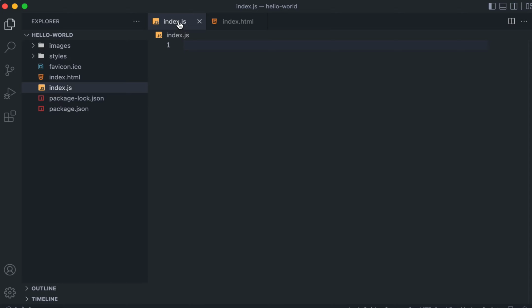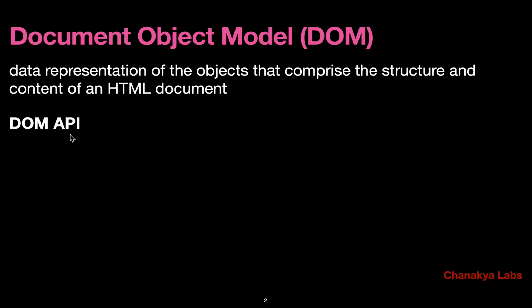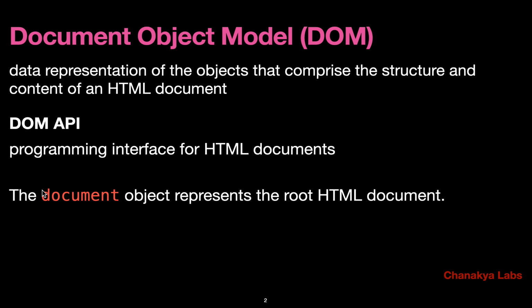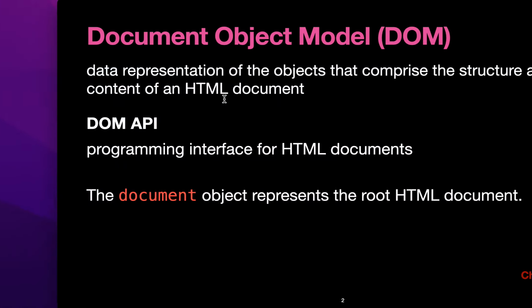So if we want from JavaScript to change something here, then there has to be some programming interface through which we can do that. That programming interface is basically DOM API, Document Object Model Application Programming Interface. Okay, so this is the programming interface for HTML documents using which we can interact with our HTML documents. Now there is a document object that represents the whole root HTML document.